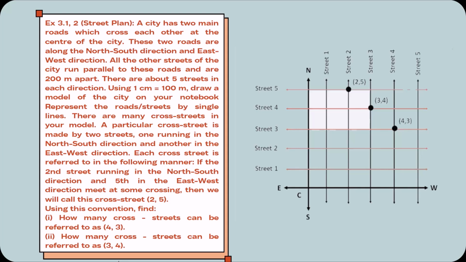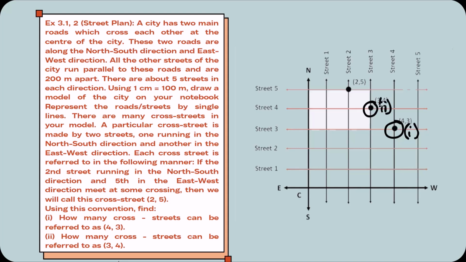There is only one. How many cross streets can be represented as 3, 4? Where is 3, 4? Let's try to plot it. We'll understand it much better. Where is first 4, 3? There is only one 4, 3. This is the 4, 3. This is the first one. There is only one, right? What about here 3, 4? That is different. It is 2 different places, right?